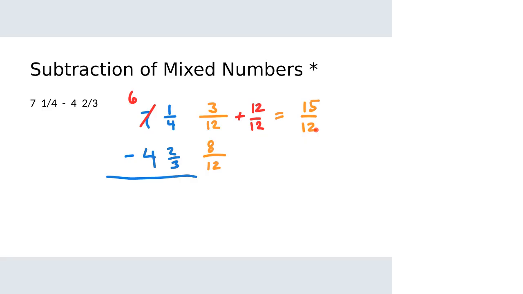In the big picture, just a reminder of what I'm saying here is that 7 1/4 has the same value as 6 15/12. Those have the same value as each other, but for this particular situation, writing it as 6 15/12 is extremely convenient for me. So I'm going to write it that way just for this particular situation. Now I can subtract this 15/12 minus 8/12, and that's 7/12. Now we'll do the whole number. 6 minus 4 is 2, and we wind up with 2 7/12 as our answer.